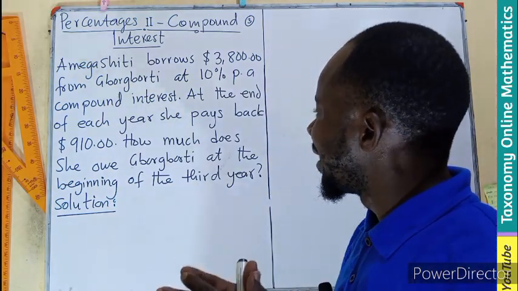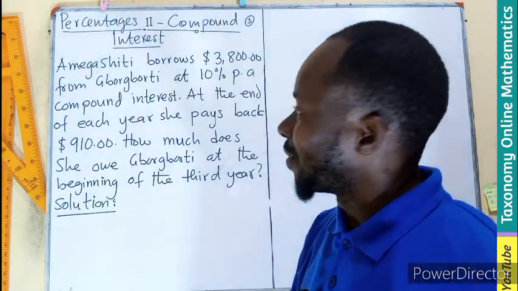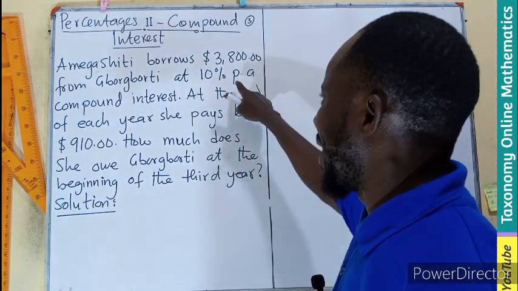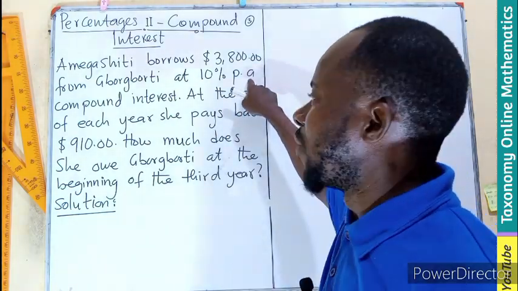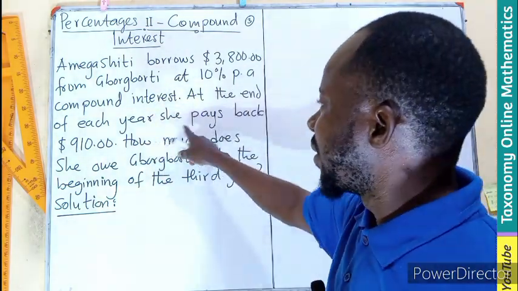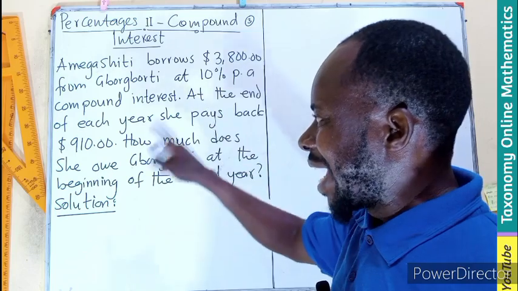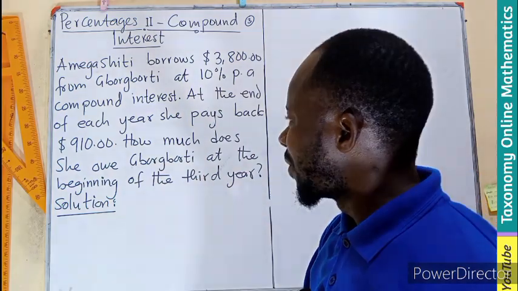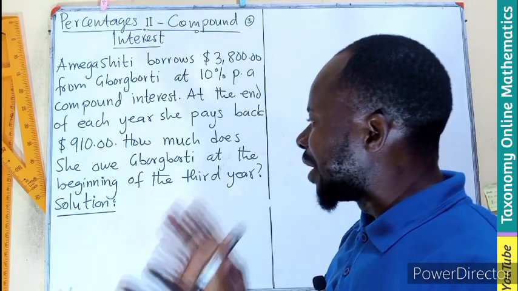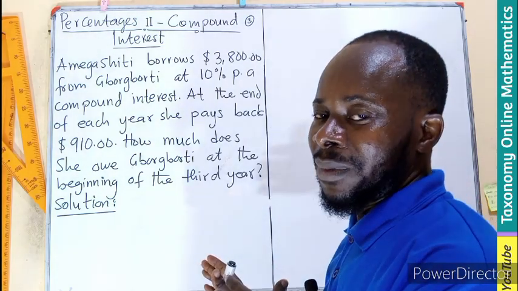Amegashiti borrows $3,800 from Gborgborti at 10% per annum, that's PA, per annum, compound interest. So at the end of each year, she pays back $910. How much does she owe Gborgborti at the beginning of the third year?